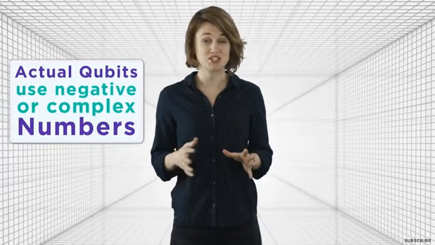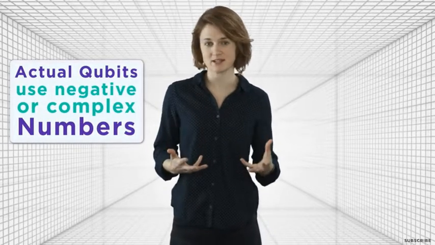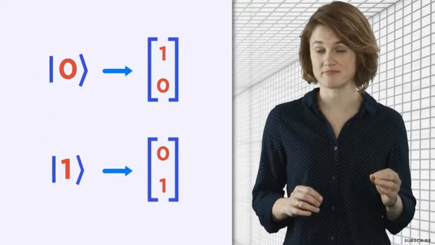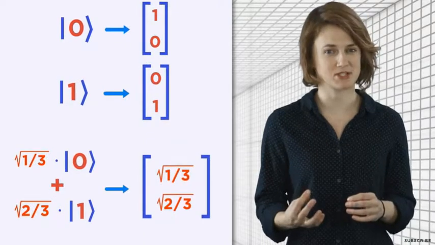But actual qubits use negative or even complex numbers. But I'll get back to that later. One qubit is represented as a two-dimensional vector. This is state 0, and this is state 1, and this is a superposition. Here's the reason for the square roots.